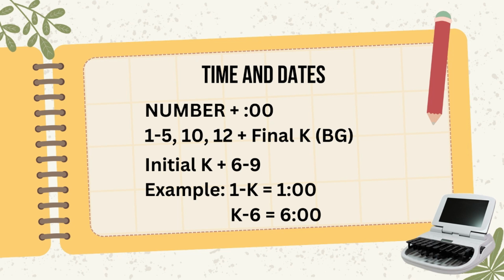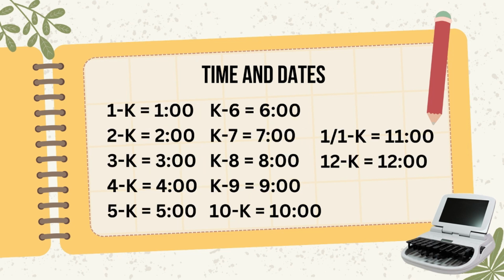Now for numbers found on the final side, like 6, 7, 8, 9, we are going to use initial K. Initial K plus the number. So in the case of 6, it's initial K 6, and what will appear is 6 colon 00. So that is how we are going to write the time. In the next slide, we can see the time from 1 until 12. That's how you write the time for these numbers.